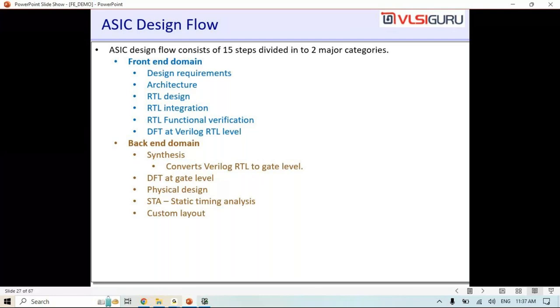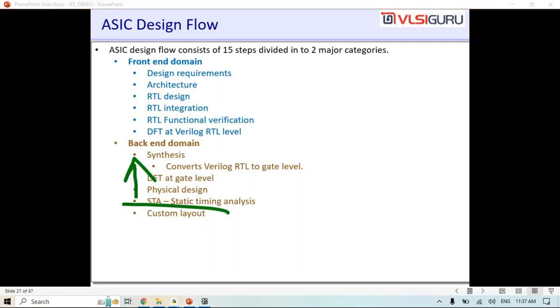Then what do we do? Custom layout. Layout means we draw the layouts. You know, right? Layouts are drawn at the MOSFET level, at MOSFET or FinFET level. The gate, drain, source, substrate, the metal. Drawing to that level is called layout. You draw the layout. Till that time before that, what was there? It was in the gate format.